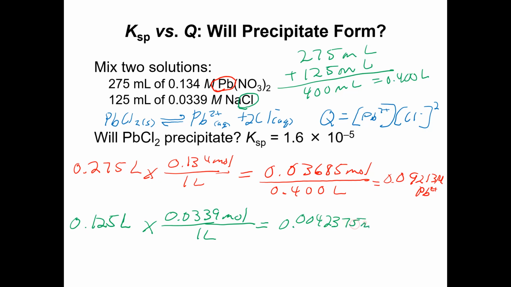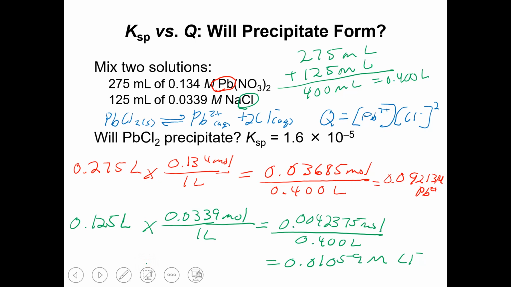75 moles. And we're going to divide that by the 0.4 liters to get the concentration. So if we divide that out, we get 0.01059 molar for the chlorine ion. So now that we have the concentration of lead and chlorine, we can plug that into our expression for Q and determine whether we're at equilibrium or not. So I'm going to do that on the next slide here.